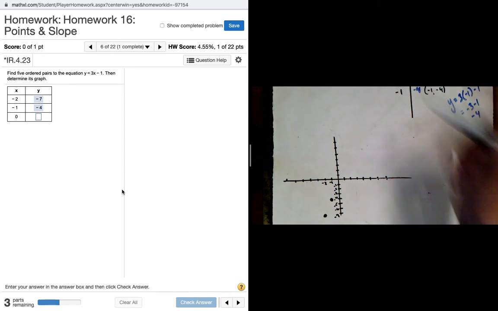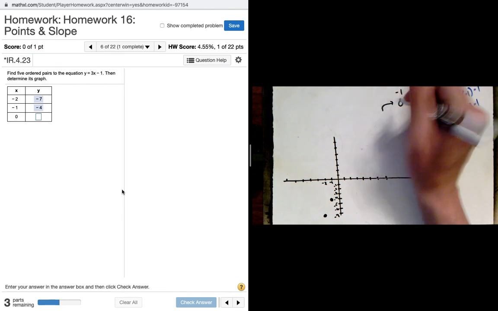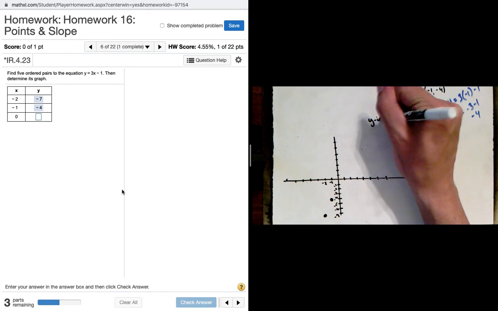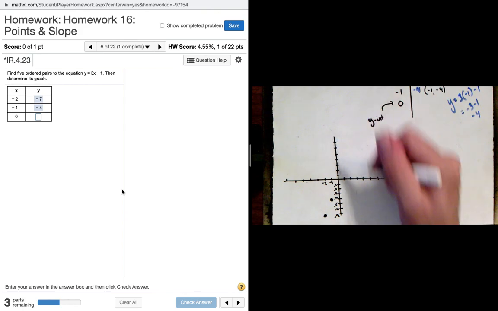The next one asks us to plug in 0. 0 is a special value we're going to talk about in the next video even more. It's referred to as the y-intercept. It tells us where the line is going to cross this vertical line right here.